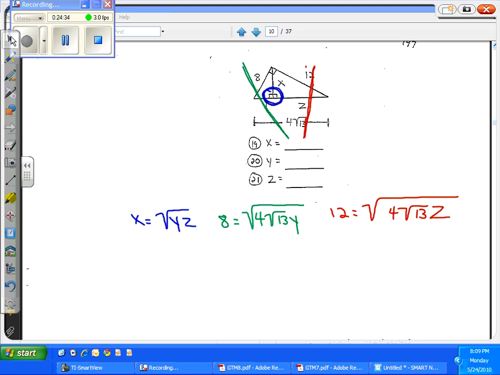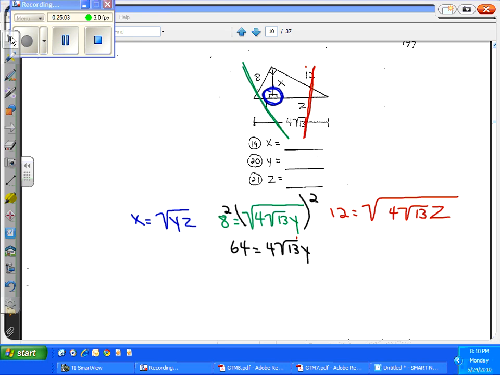Now we can't solve the blue because there's 3 variables. We can solve the green, there's only 1 variable. To get rid of the square root, we would square it. So we would have 8 squared is 64 is equal to 4 square root 13y.